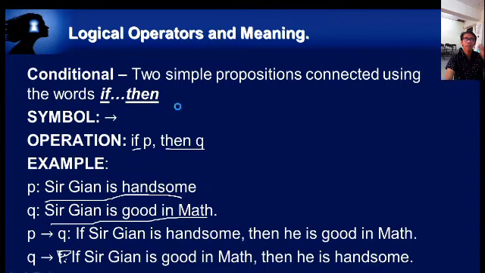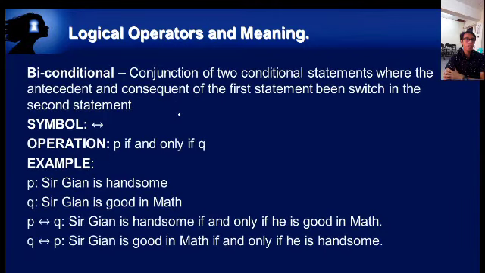Okay? Next. We have now the biconditional. When we say biconditional, conjunction of two conditional statements where the antecedent and consequent of the first statement have been switched in the second statement. Now, when we say biconditional, if and only if ang ginagamit. P, if and only if Q. So, example is P, Sir Gian is handsome, and Q, Sir Gian is good in math. No? If P biconditional Q, Sir Gian is good in math, if and only if, kasi we are using the what? We are using the biconditional symbol.